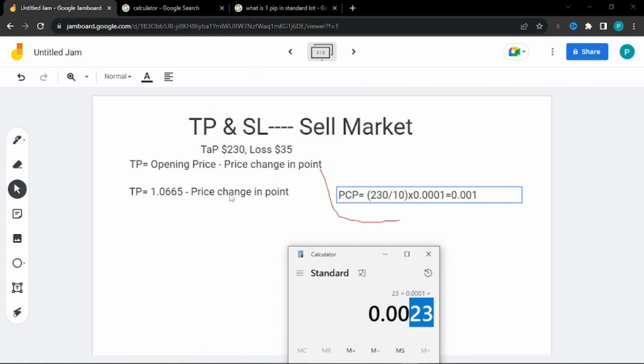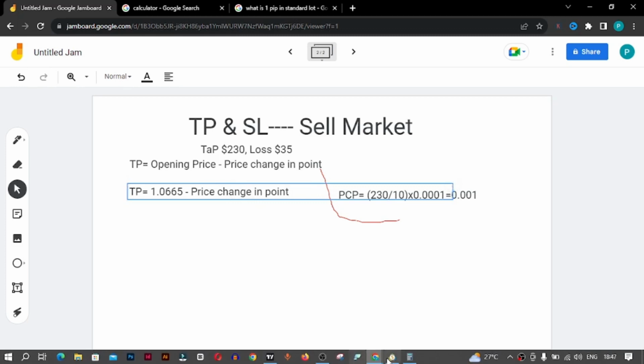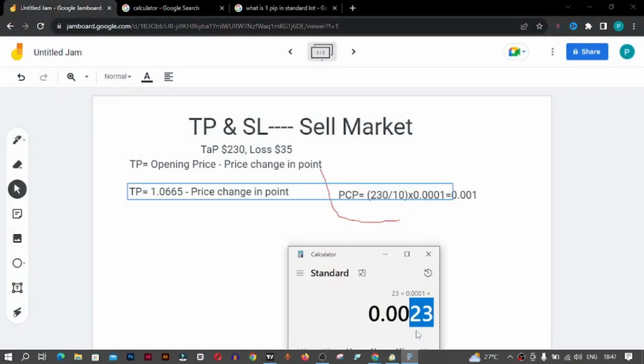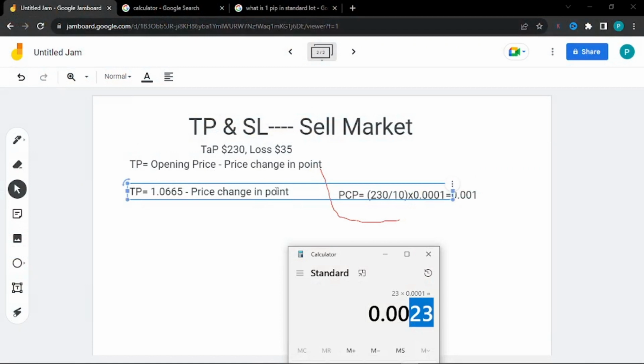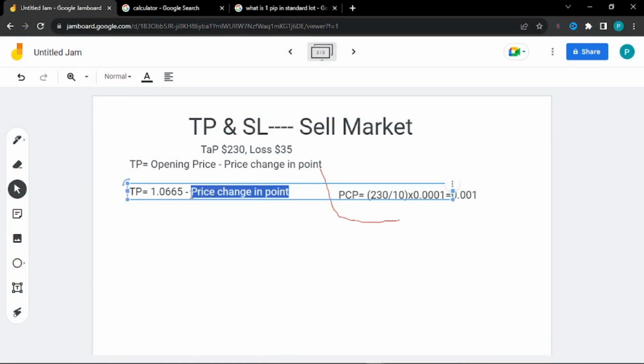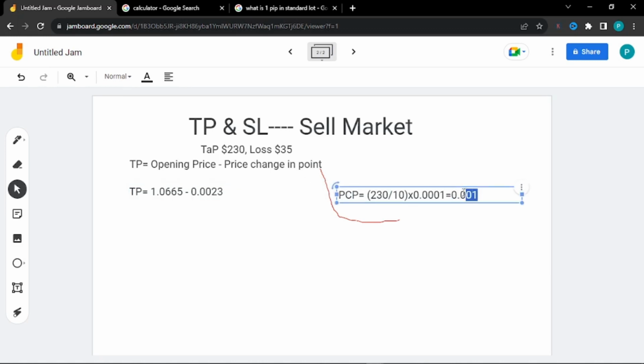So now over here, you change here to the value you got from your calculation, which is actually 0.0023. So over here 0.0023, and then the answer you get here will be the position to place your take profit. So now the answer you get here, so what is the answer here?